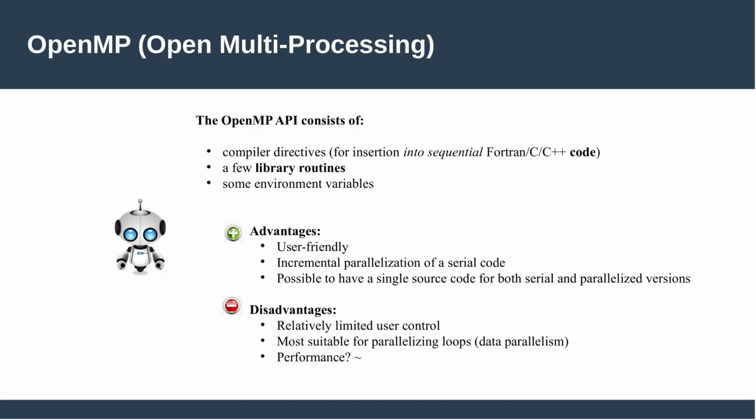The OpenMP API includes compiler directives for Fortran and C++, library routines, and environment variables. It offers user-friendly, incremental parallelization, allowing a single source code for both serial and parallel versions. However, it provides limited user control and is best for parallelizing loops, focusing on data parallelism.